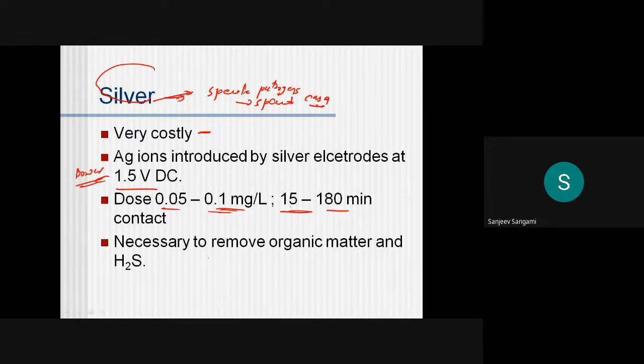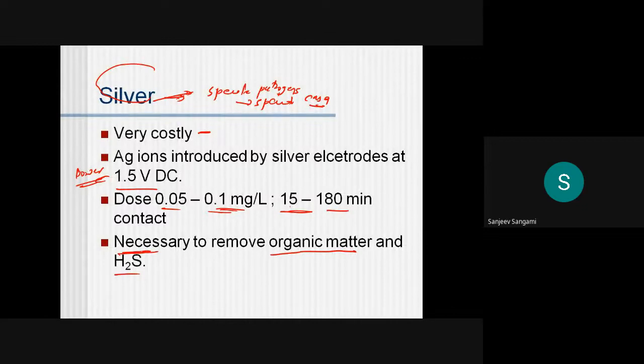Then it is necessary to remove the organic matter and hydrogen sulfide before treating with silver. Remember this. So if you are treating with silver, first you have to pre-treat to remove the organic matter and hydrogen sulfide. Okay. So this is overall about the organic process. Then we'll move on to the next PPT.